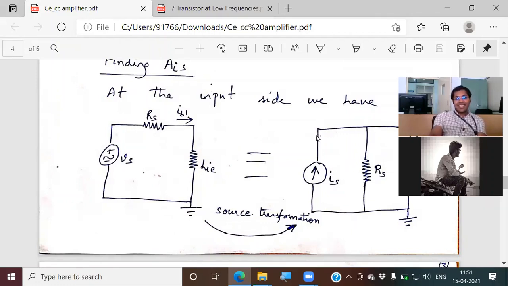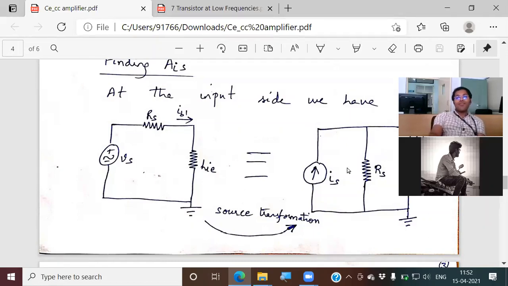The current that is entering this node is getting divided in this path and this path. So which rule should I use to get IB1 in terms of IS? KCL, sir. KCL you can use, but there is a shortcut. Current division rule you can use.